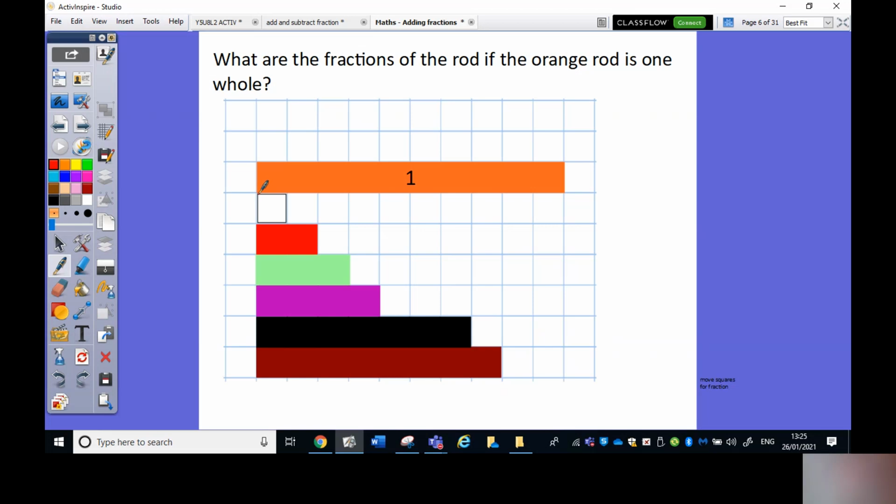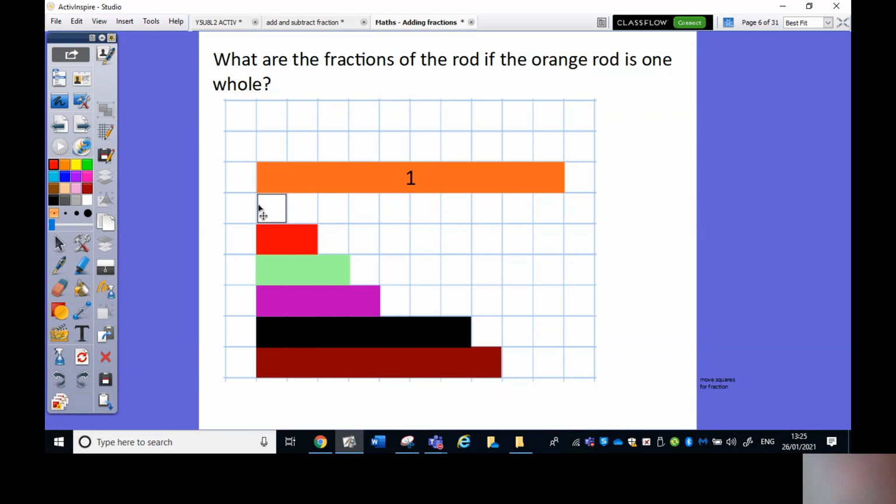Now, if I look at the orange rod as a whole, can you tell me the fractions of the other rods? So what would be the fraction of the white rod? Let's take a look at the orange rod. How many equal parts are there? You'll be able to tell from the squares. Good, shout it out. Excellent, 10 equal parts. So that tells me that my denominator is going to be 10.